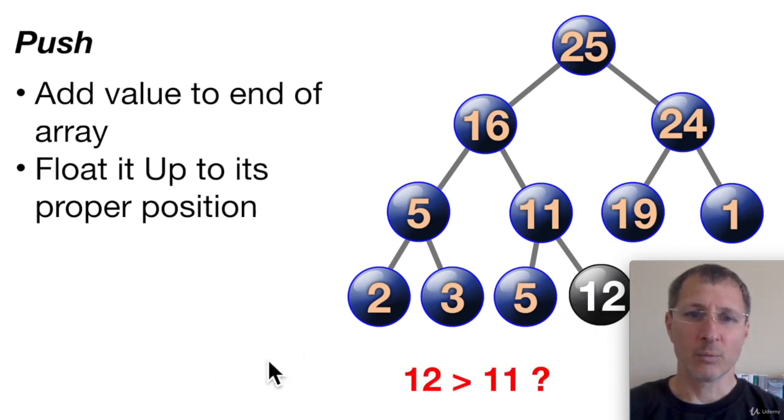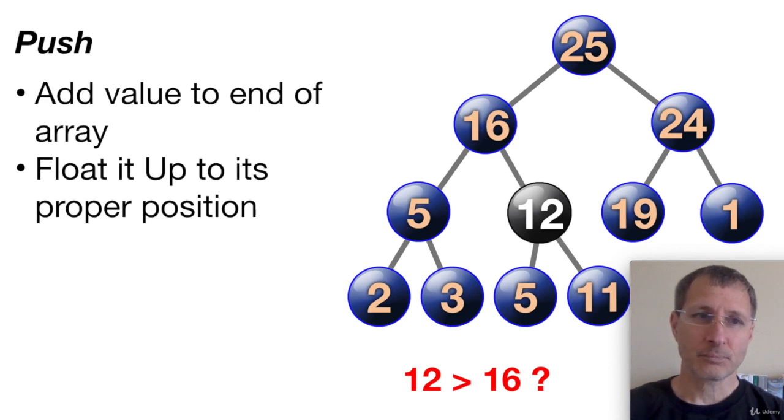Well, how do we do that? We need to compare 12 to 11. If 12 is greater, then these two will swap places. Yeah, it is greater. So we want the 12 and 11 to swap places. Now we need to compare 12 to its new parent, 16. Is 12 greater than 16? No, it's not. So there's no more swapping. 12 is already floated up to its proper position in the heap.